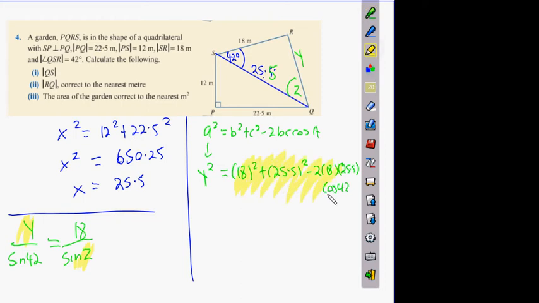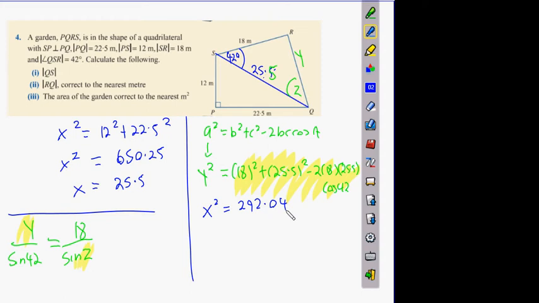Sam, when you put this into the calculator, what did you get? Oh yeah, this got wrong. So can somebody put that in the calculator now for me? Tell me what you get. 18 squared plus 25.5 squared minus 2 times 18 times 25.5 cos 42. What do you get? 292.043056.